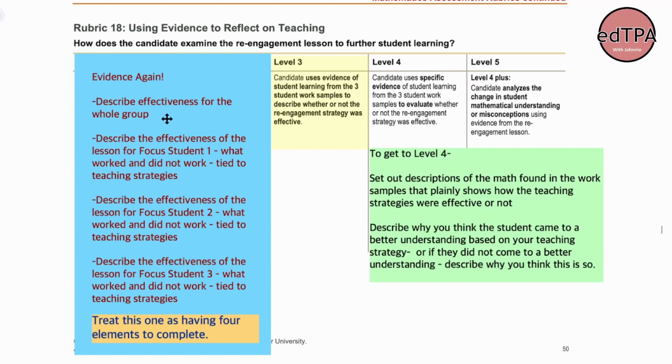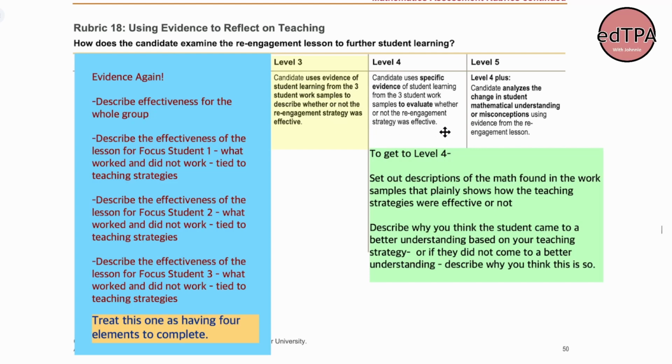I start with describe effectiveness for the whole group. And then I suggest describe the effectiveness of the lesson for Focus Student 1, what worked and did not work tied to teaching strategies. Describe the effectiveness of the lesson for Focus Student 2, what worked and did not work tied to teaching strategies. And for the last one, describe the effectiveness of the lesson for Focus Student 3, what worked and did not work tied to teaching strategies. Treat this one as having 4 elements to complete. Okay? Whole class and each of the focus students focusing on the effectiveness of the re-engagement lesson.